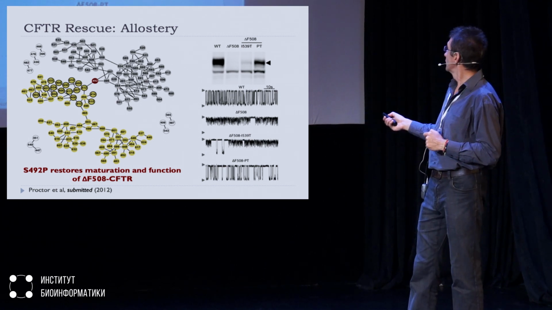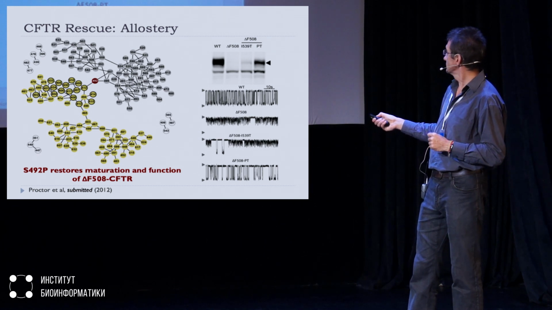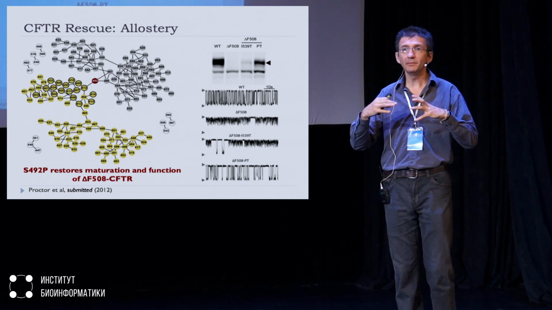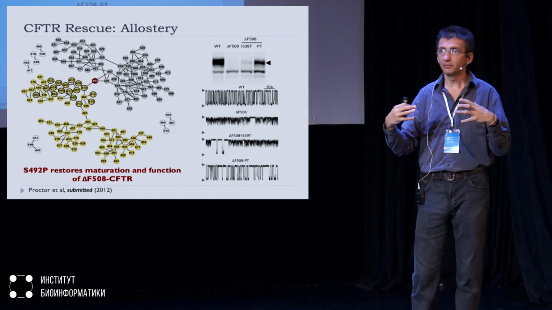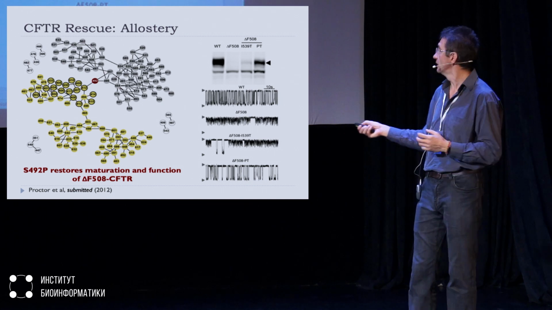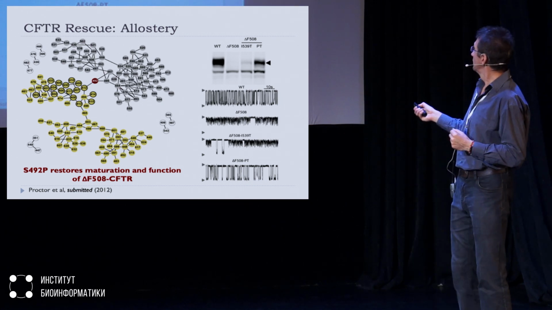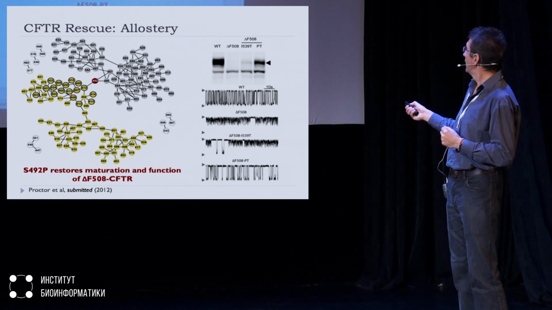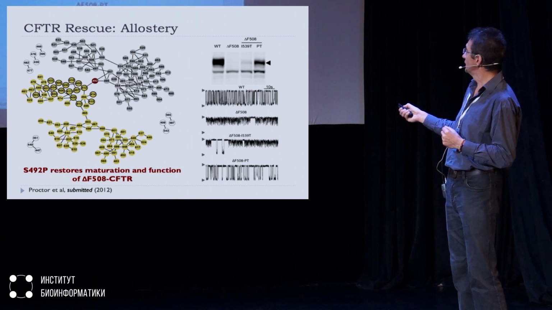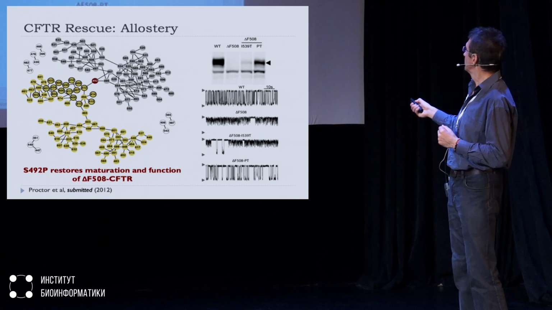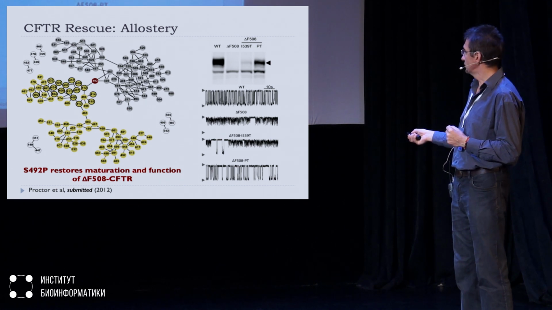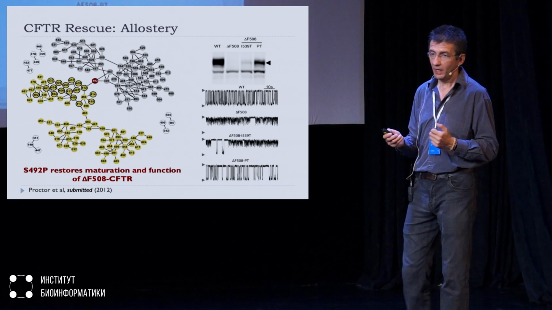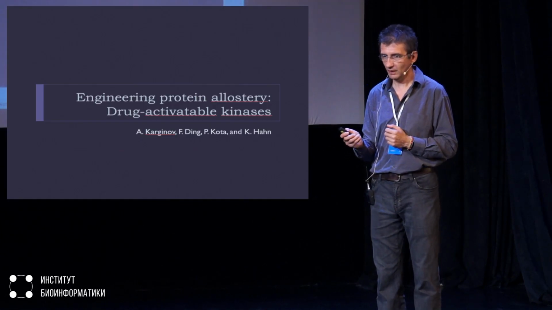So she did that, and she introduced a mutation from serine to proline. Proline is an amino acid that has a very stiff backbone. As a result, it dampens the fluctuations that are induced on either side of the protein. So when we introduced this, we actually rescued the protein. This is wild type, and this is delta F508. You see it's absent on the cell surface. But when we introduced the mutation to proline, it rescues CFTR, and in fact, it rescues its function. Okay? So allostery works.